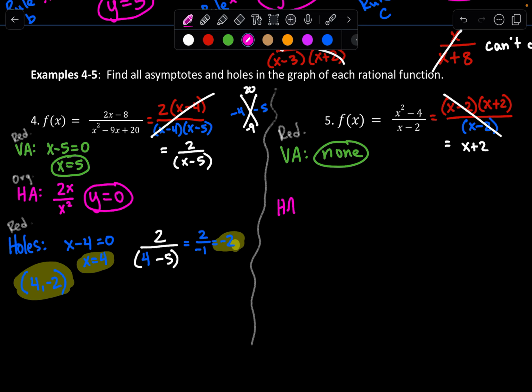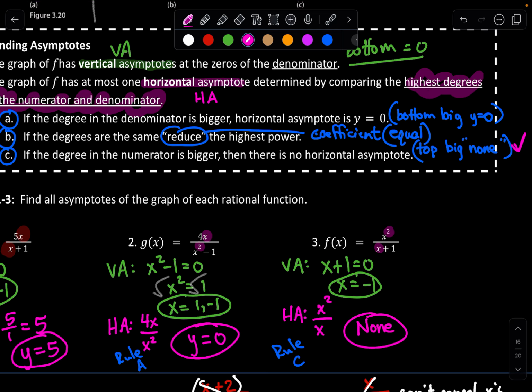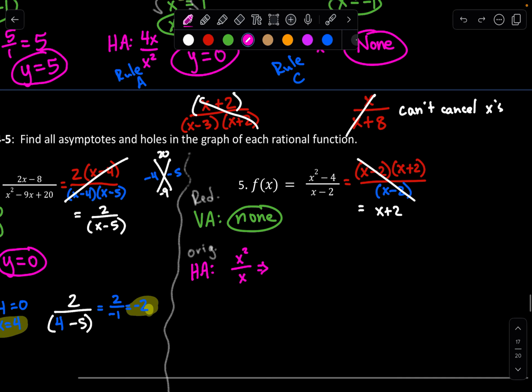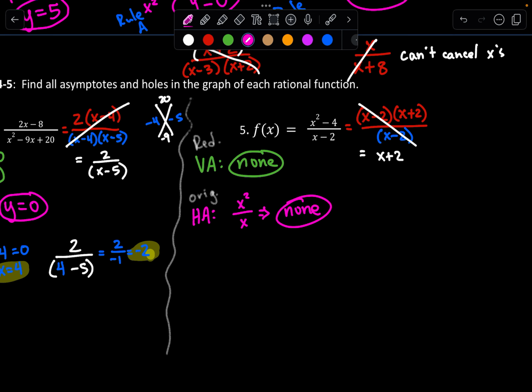Next, we're going to look for our horizontal asymptotes. Again, you could use either one, but just the original might be easier in this case. So the original equation has a highest power of 2 in the top, or numerator, and a highest power of 1 in the bottom, or denominator. So when the top is bigger, there's none. It's a pretty simple situation here. No asymptotes. All right.